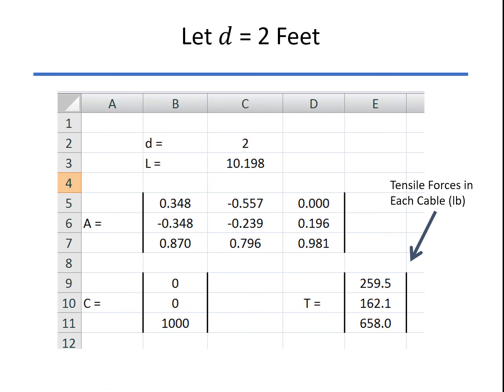So in this case, when we attach the cable only 2 feet from the origin, cable 3 takes the most force, 658 pounds, while the other ones are 250 and 160 pounds. Okay, so that's one solution. Now again, you can try different values of D, and that's what you'll do for homework with MATLAB.